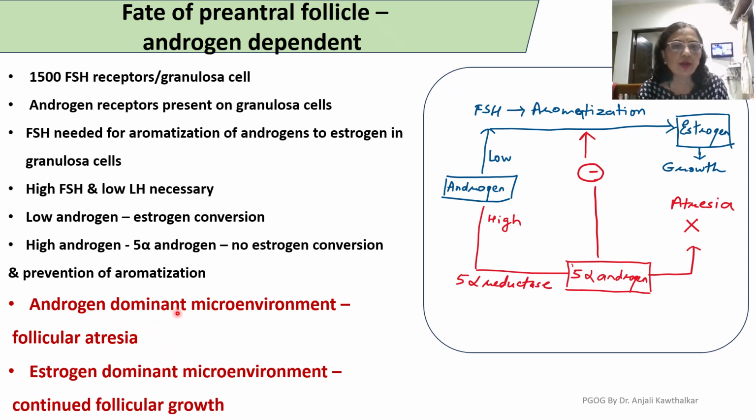So if it is an androgen dominant microenvironment, follicular atresia takes place. Whereas whenever it is an estrogen dominant microenvironment, further growth of the follicle takes place. Follicular growth continues. So this is an important concept: from an androgen dominant microenvironment, the preantral follicle must get converted to an estrogen dominant microenvironment for it to have continued development. Otherwise, it will go for atresia.